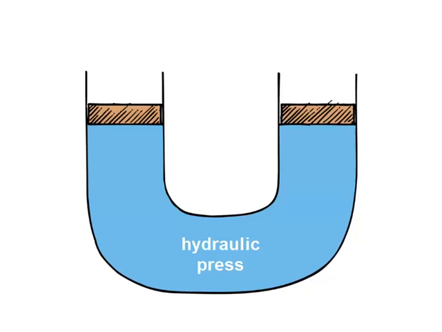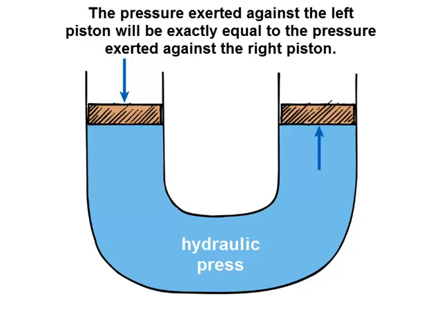Pascal's principle is employed in a hydraulic press. Fill a U-shaped tube with water and place pistons at each end. Pressure exerted against the left piston will be transmitted throughout the liquid and against the bottom of the right piston. The pressure the left piston exerts against the water will be exactly equal to the pressure the water exerts against the right piston if the levels are the same.